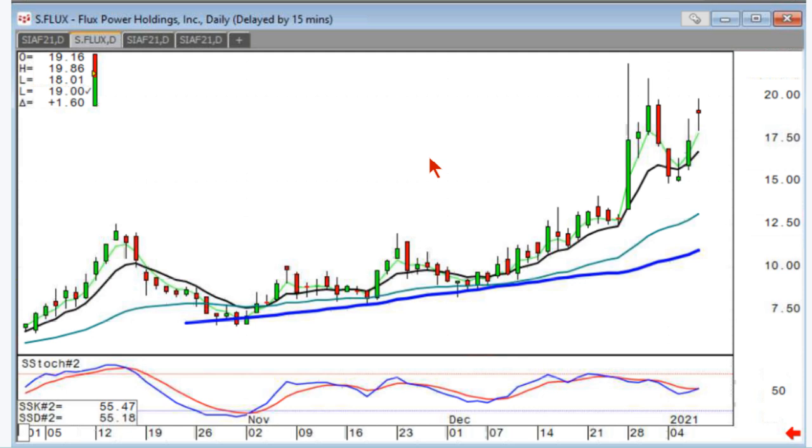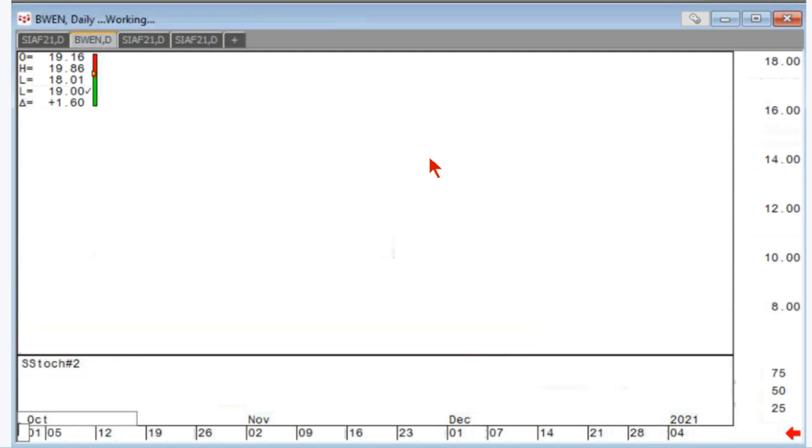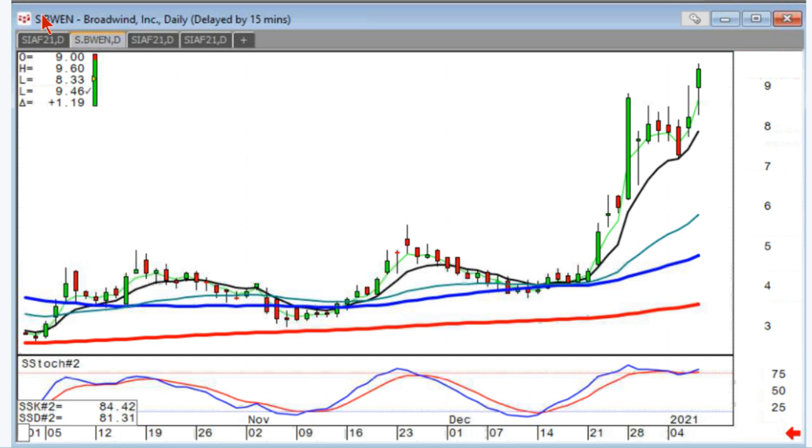All right, a few more, and then we'll take on individual stocks. There's BWEN, fry pan bottom. Look at what happened. Look where it closed on this day, right on the T-line. Again, why is that significant? Because nobody has the T-line on their chart.